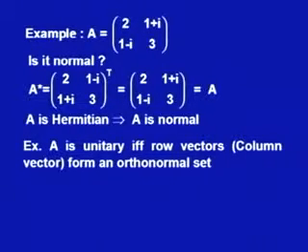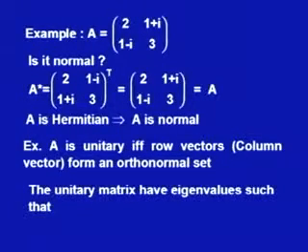This is the first result to be proved by the viewers. The second is, the unitary matrix has eigenvalues such that the magnitude of each eigenvalue is 1. So, all the eigenvalues of a unitary matrix have magnitude 1. This is another result which is to be proved by the viewers.